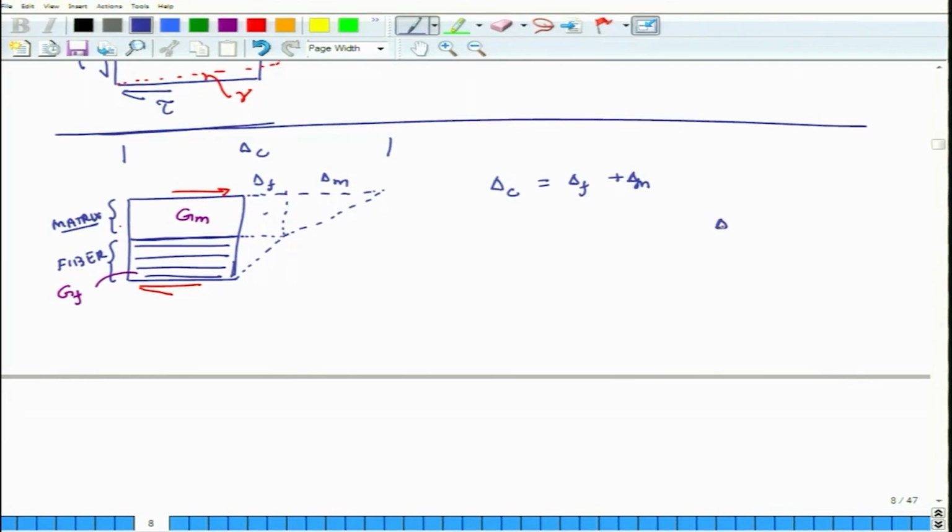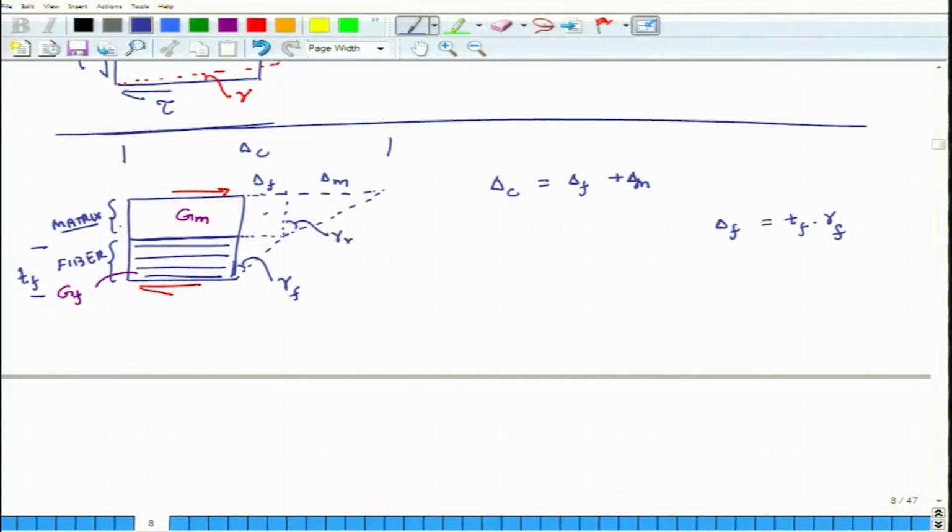What is delta F? Delta F is basically this angle. I call this angle gamma F, and this height is Tf. So, delta F is equal to Tf times gamma F, assuming that these shear angles are extremely small, then I can directly write this relation. So, that is the assumption.